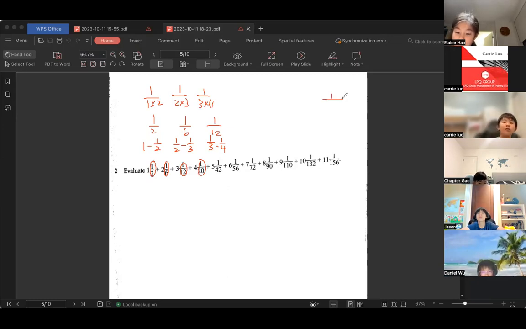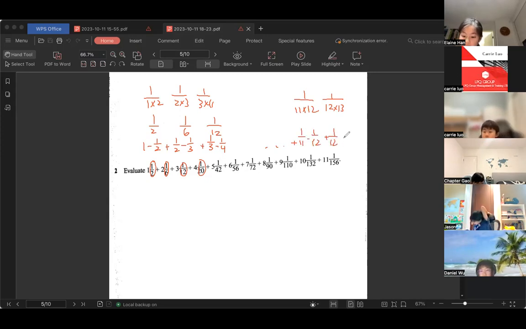And you can see the last one equals what? 1 over 12 times 13. So the one before is 1 over 11 times 12. So basically you add them all together: plus 1 over 11 minus 1 over 12 plus 1 over 12 minus 1 over 13. All of them are gone. So only the fraction part is left, equals 1 minus 1 over 13 equals 12 over 13.